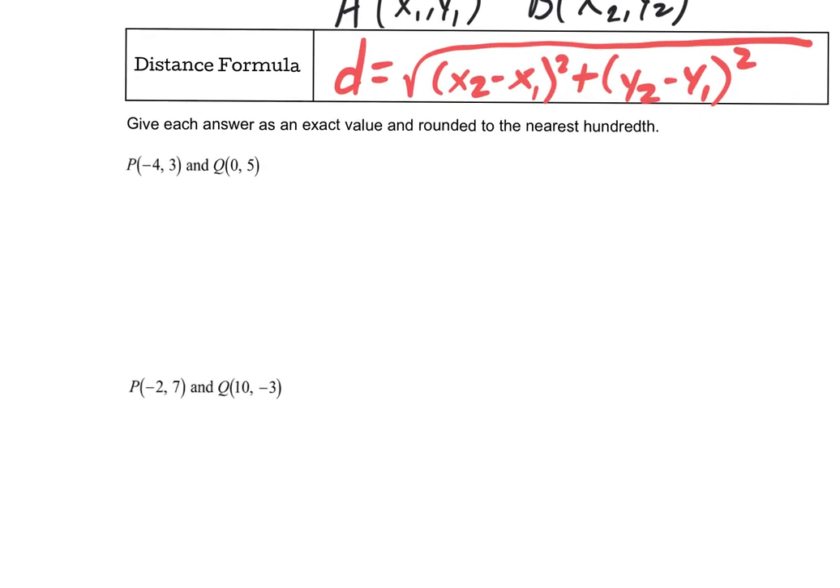So here's what it looks like. We're going to label this x1, y1, x2, y2. Now I'm going to graph these 2 points.